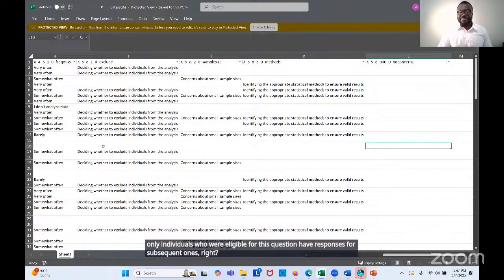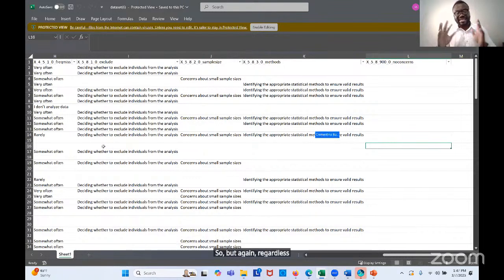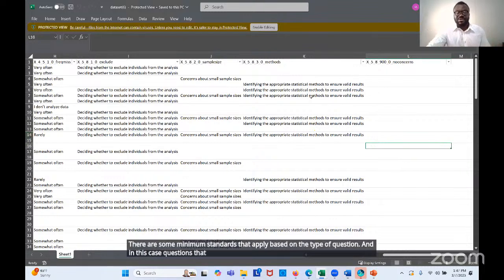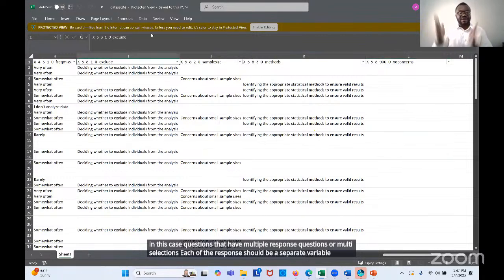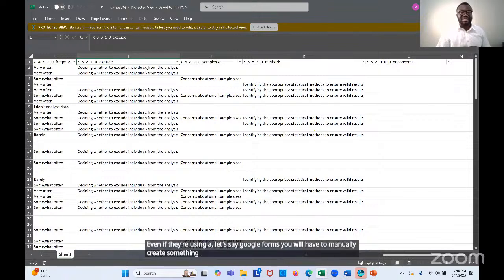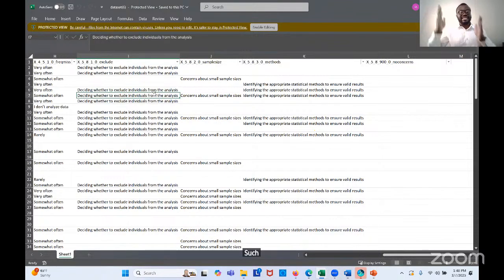But again, regardless of whether it's the clean data set or the raw data set, there are some minimum standards that apply based on the type of question. In this case, for questions that have multiple response options or multi-selections, each of the responses should be a separate variable of its own. So even if you're not using a platform that automatically does it for you, like the Chisquares platform does, even if you're using, let's say, Google Forms, you will have to manually create something like this, right? Such that each indicator is in one column.